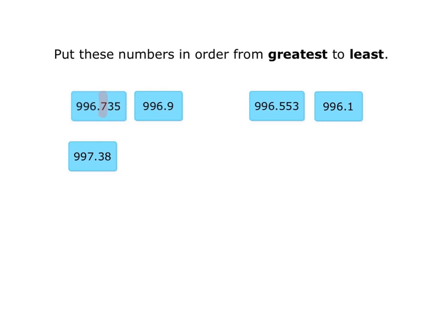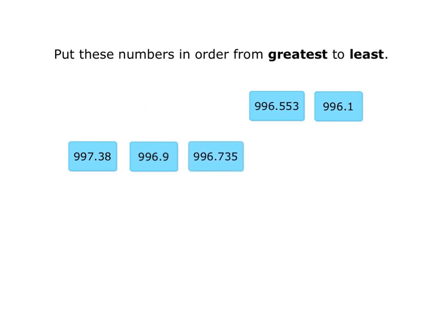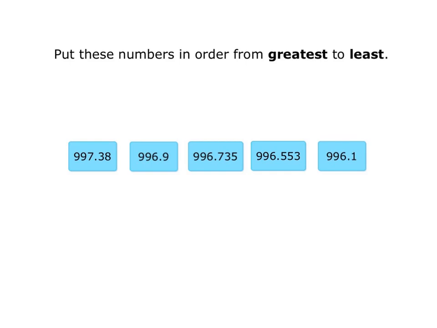I see in this 996.735, 7 is in the tenths. In the next one I have 9 in the tenths, then 5 in the tenths, and 1 in the tenths section. So I can see immediately that 9 tenths is the largest of these, so 996.9 will be next. Then 7 tenths, so 996.735 will be next. Then I can see that 5 tenths is next, so 996.553 goes here. And finally 996.1 is my least number. So these have been ordered.